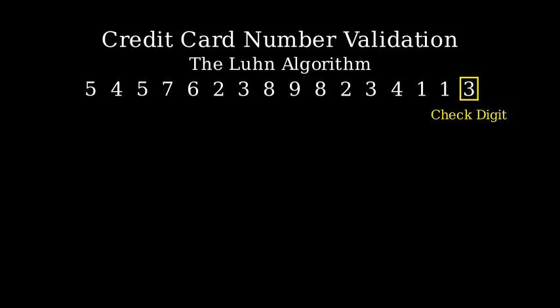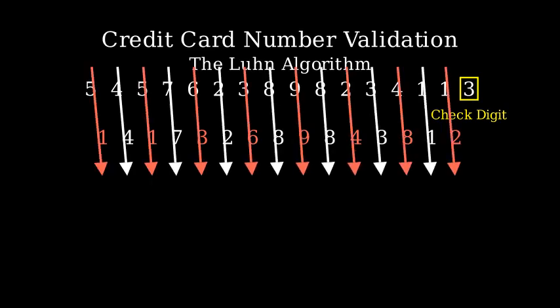Step 1. Starting from the right, excluding the check digit, we'll double every second digit. If doubling results in a two-digit number, we subtract 9 from it. Step 2. Now we'll sum all these digits together. Let's add them up.